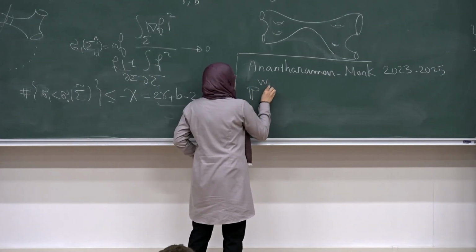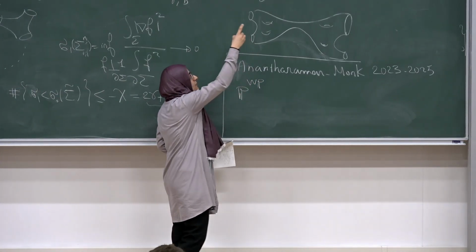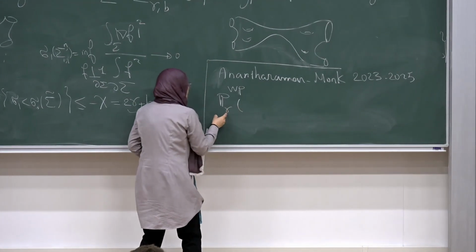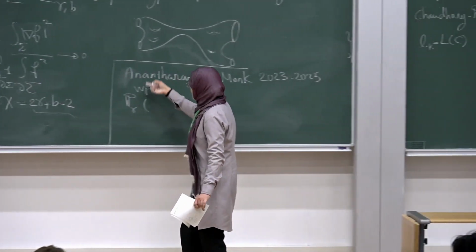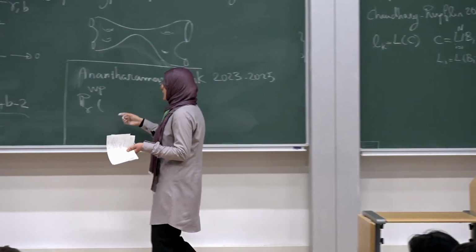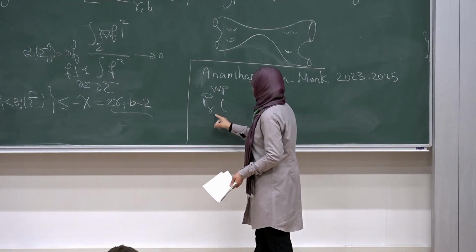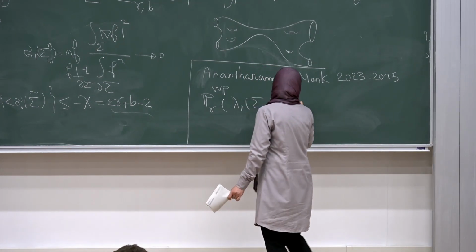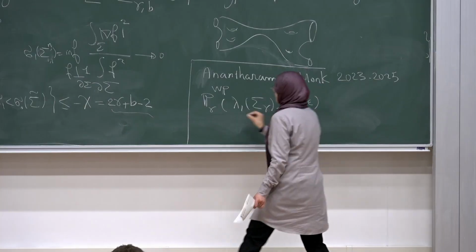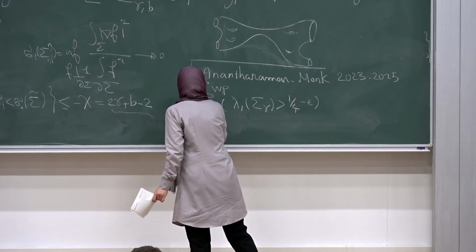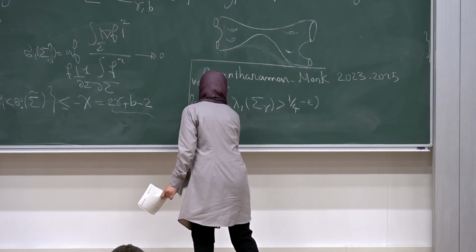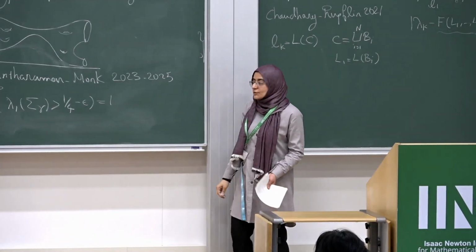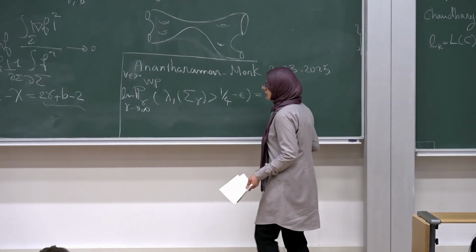I'm not going to say what the space is, but with these coordinates, the lengths of pairs of pants. If we put a probability measure on the moduli space of closed surfaces, they prove that lambda 1 of sigma gamma is bigger than 1/4 minus epsilon, for every epsilon. When we take the limit, we look at the high genus regime, this is 1. So typically, we don't have eigenvalues below 1/4.